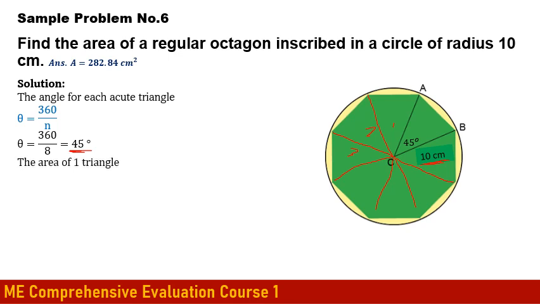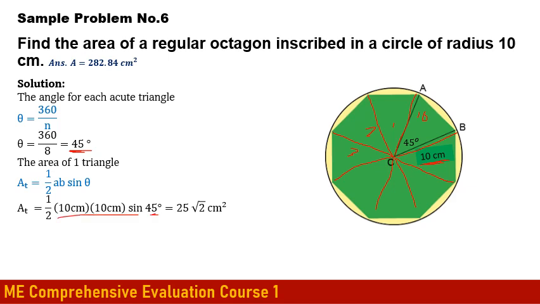Thus, the area of one triangle can be computed already, since we know the sides. Those are 10 centimeter because they are equal to the radius. All of those are 10 cm. And also the included angle. We know that the formula for a triangle given 2 sides and 1 included angle is 1/2 of those sides multiplied by the sine of the angle. So if we substitute the sides and also the angle, then we can get the area of a triangle.